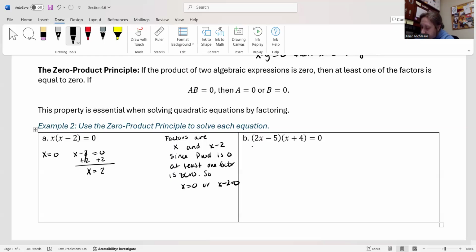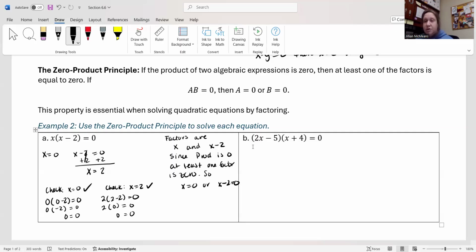And let's check them. So let's check x equals 0. If x equals 0, I get 0 times 0 minus 2 equals 0. Well, 0 minus 2 is negative 2, but 0 times negative 2 is 0. So this one works. Let's also check x equals 2. If x equals 2, I would get 2 times 2 minus 2. Well, 2 minus 2 is what? 0. And 2 times 0 is 0. So we can say without a shadow of a doubt, both of these values really do satisfy the equation.